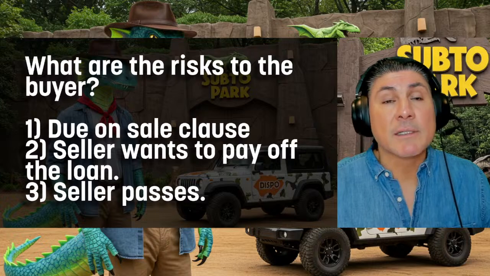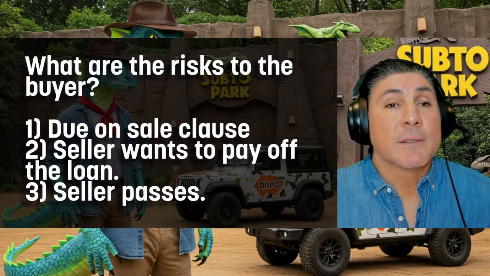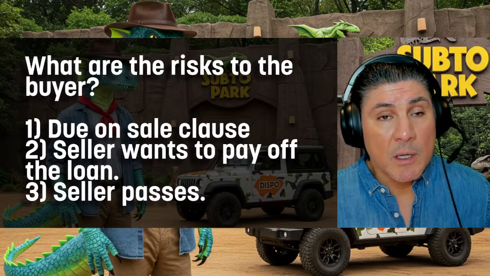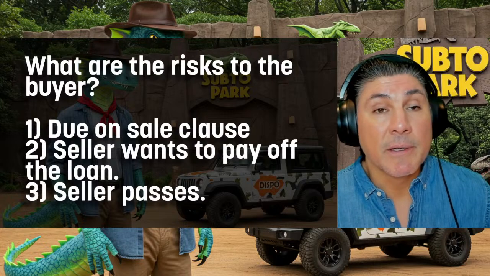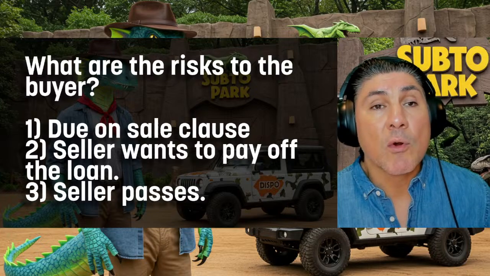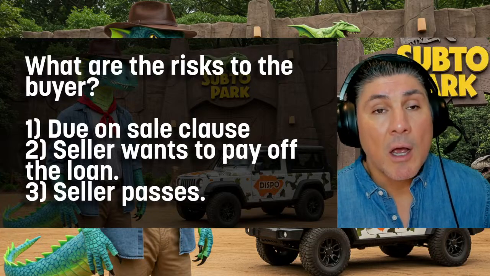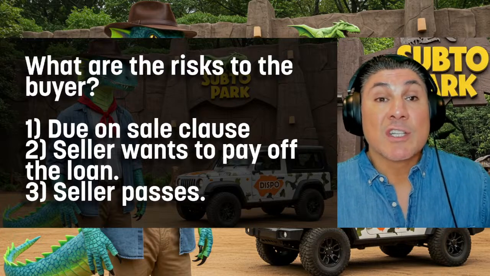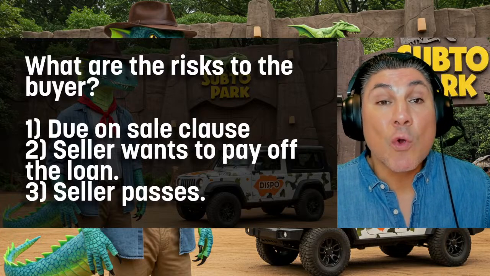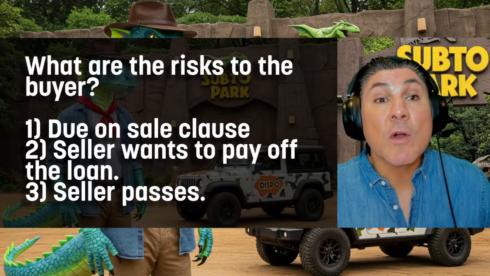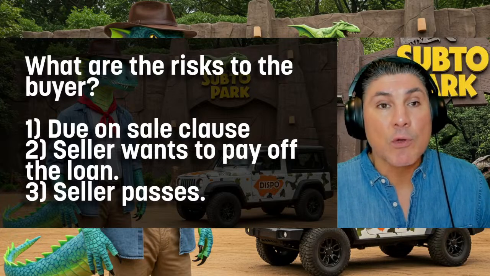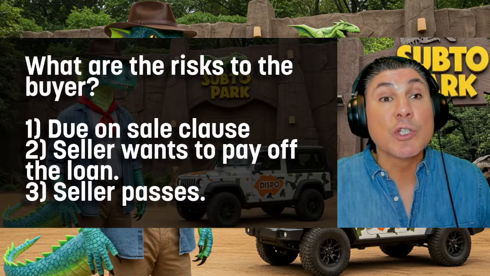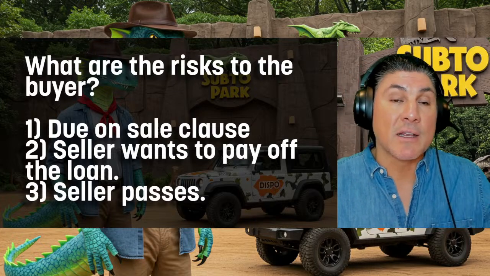All right, seller passes. So what happens when the seller passes? Well, you still continue making those mortgage payments. That's a possibility. You continue making the mortgage payments on behalf of the seller. You're probably going to have to coordinate things with their family. Remember, it's just the debt. The property is in your name. That's very important. As the buyer, when you're purchasing a property subject to the existing mortgage, the title goes to you. The debt, the mortgage, stays in the seller's name.